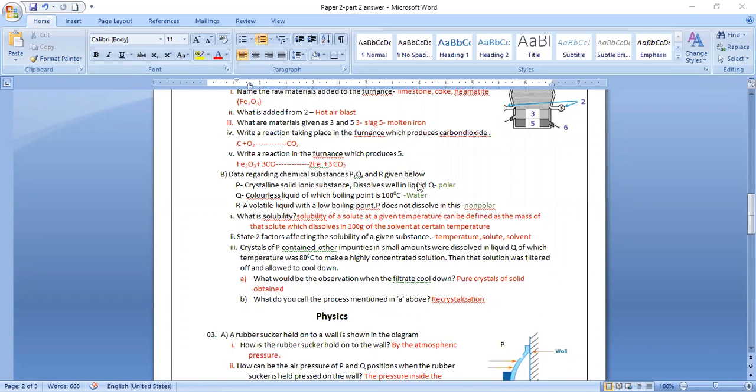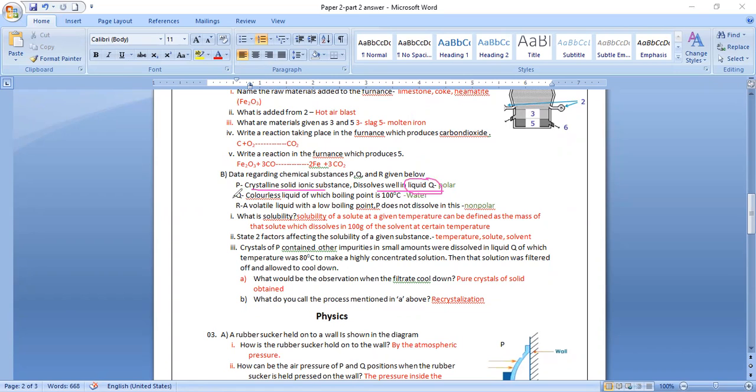There you have P, Q, R given below. Crystalline solid, that is the first hint they have given. So we don't know what solid that is. And it dissolves well in Q, right? So you should find what Q is first.